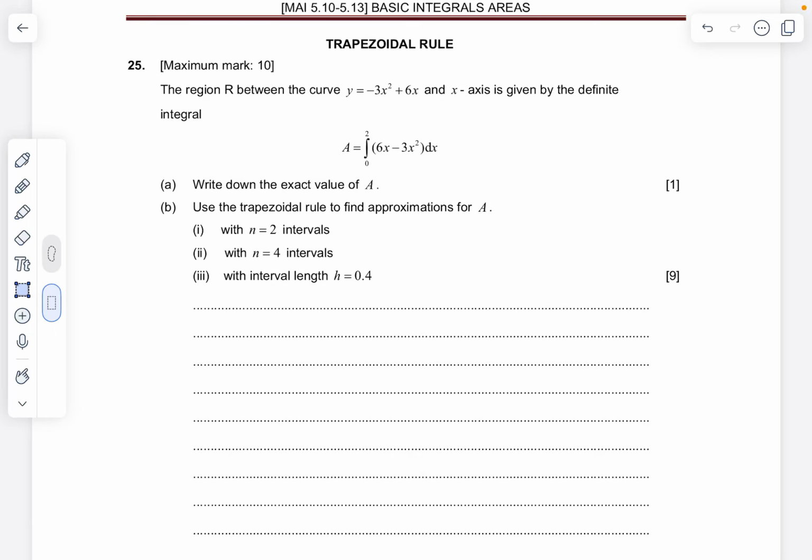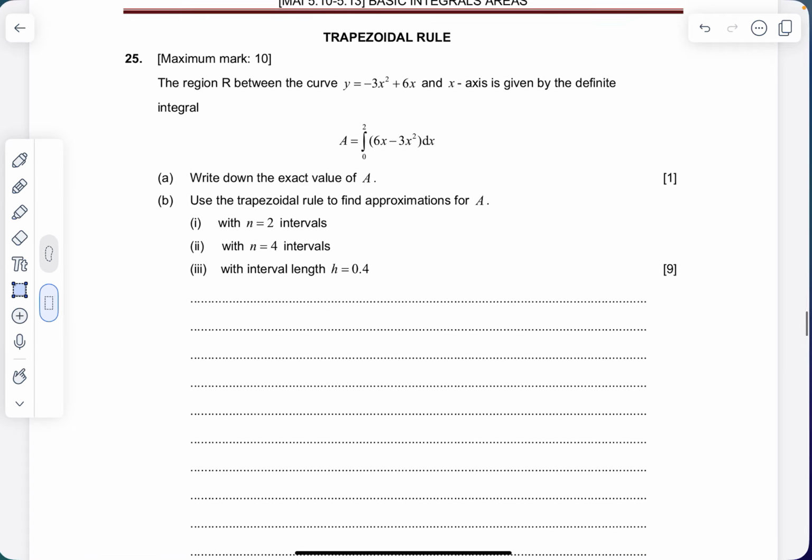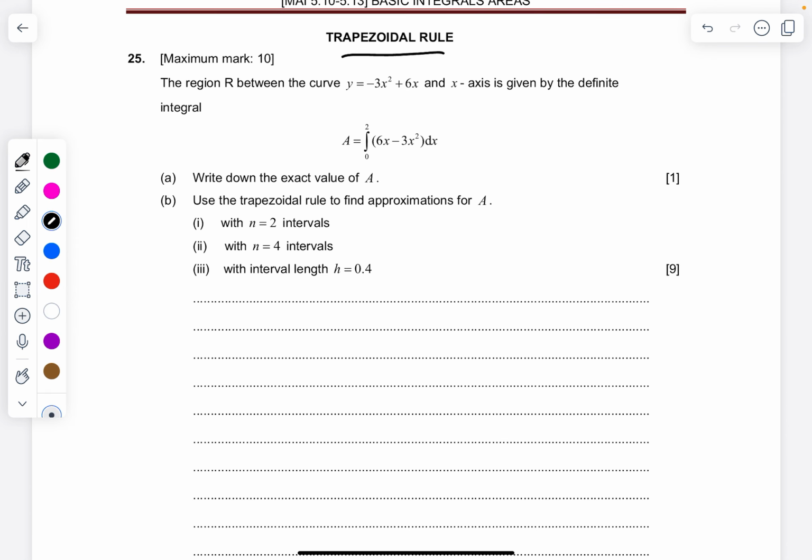So welcome. This video is for basic integrals for AISL part 2. In part 1 we did from question number 1 to 24. Now part 2, question number 25, using trapezoidal rule. So first find the exact area. By using the calculator we get the value 4.